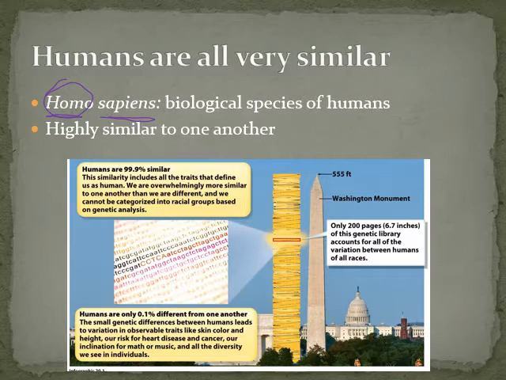If you take a look at this graphic, if you stacked up papers basically as tall as the Washington Monument, which if you've been there, you have a better idea, it's about 555 feet tall. There's only about 200 pages, this little red highlighted version here, that accounts for all of the variation between humans of all races. That means that only 0.1% of our DNA is different from one another. So there's not that much that makes us different from our neighbor next door, but we all do still have differences.